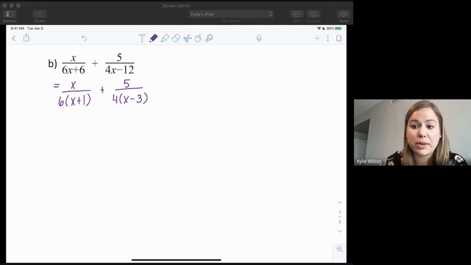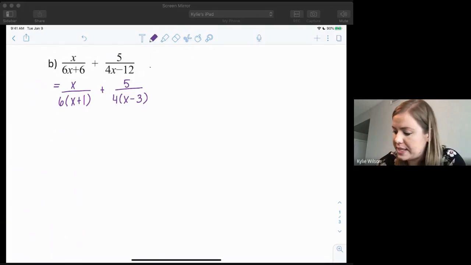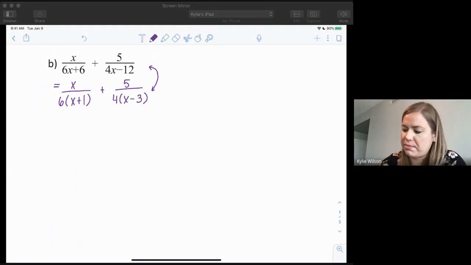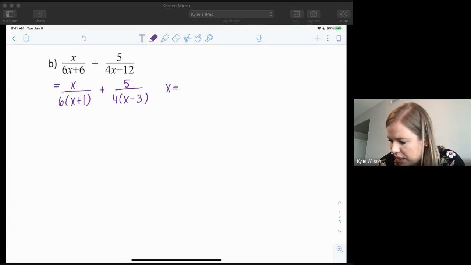Yeah, sure. We can find restrictions now. The restrictions from this step and this step will be the same, and the reason for that is because we've just factored it. So this represents the exact same thing as this, and this represents the exact same thing as that. So we can find them right now, but we can find them from the second one. Here, these restrictions would tell me that x cannot equal -1 or +3.